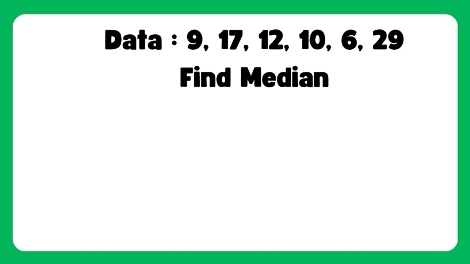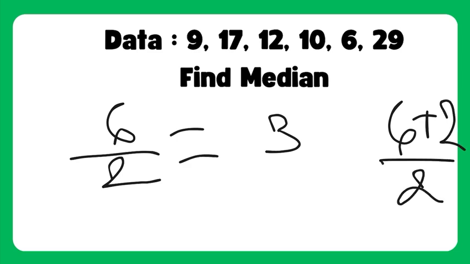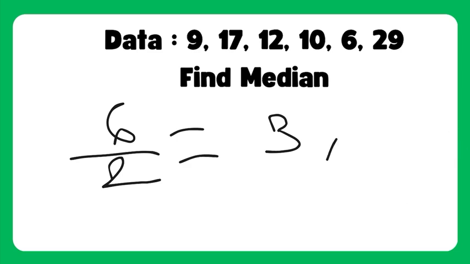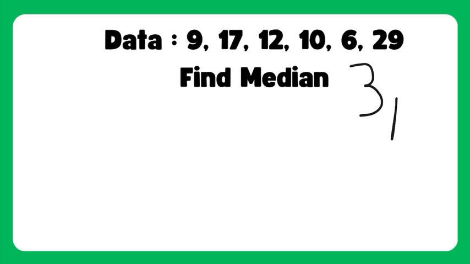So we have 6 values, so 6 over 2 is just equal to 3, and 6 plus 2 over 2 is equal to 4. So 3 and 4 are our two values. So the third and fourth digits are going to be the medians. So I'm going to note down 3 and 4.